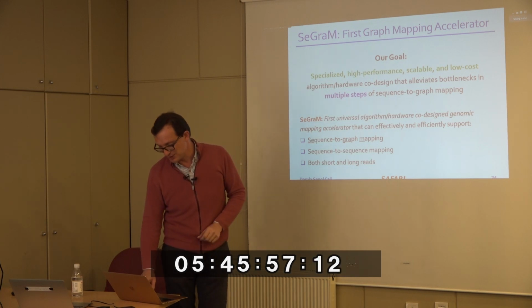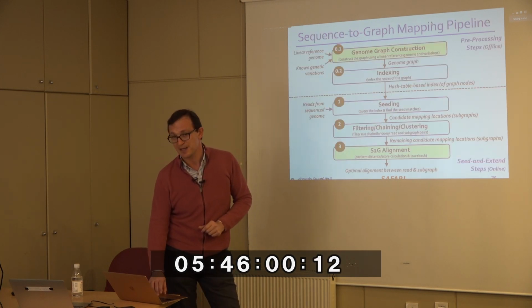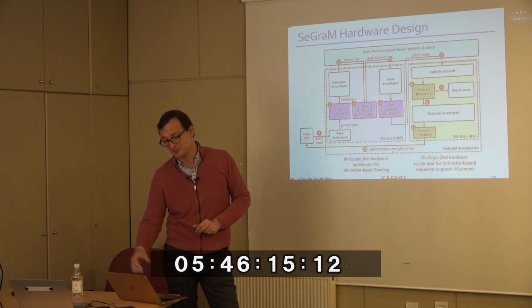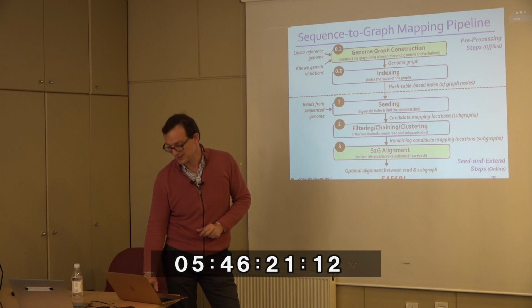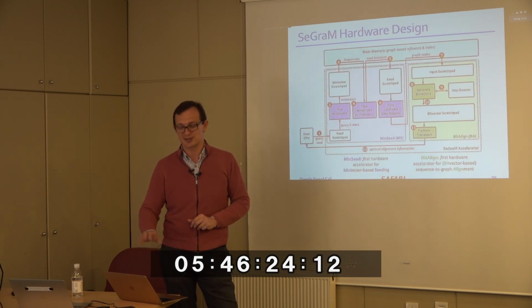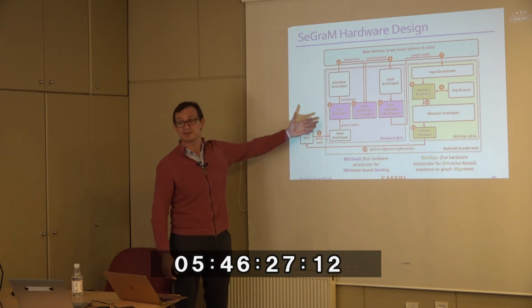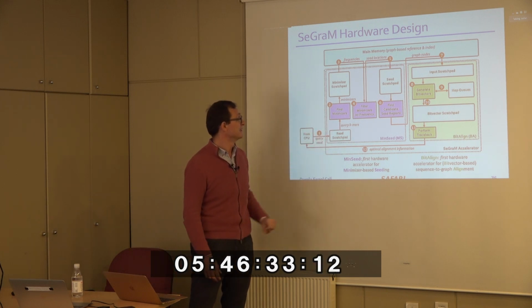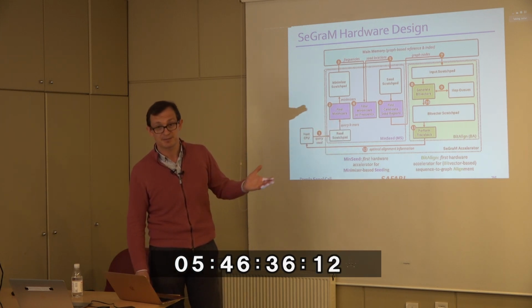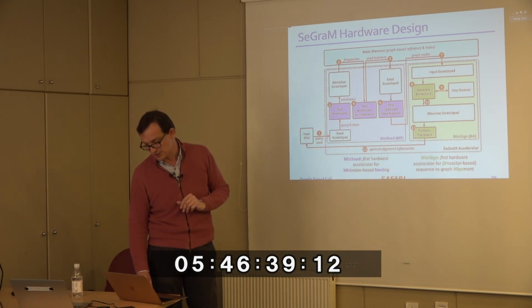And again, I will not go into the details of this, but basically, this is the sequence-to-graph mapping pipeline that Damla will talk about in more detail. There are a bunch of pre-processing steps where you need to index the graph and construct the graph also. And then you need to analyze the graph, which is based on seeding, filtering, chaining, clustering, and alignment in the end. And this is the hardware that essentially does a lot of those things. Well, especially it accelerates this part, right? Not the pre-processing steps. But again, I will leave this to Damla to talk about. But you can see that these are very specialized hardware structures. They can be implemented on FPGA. We implemented an ASIC process. And yeah, there are multiple different parts of the pipeline that get accelerated using these hardware structures.